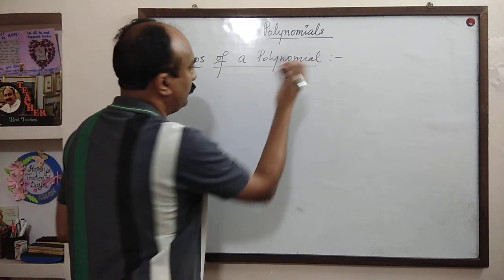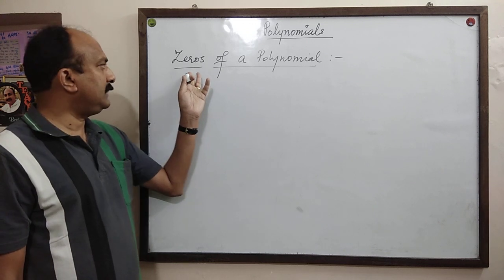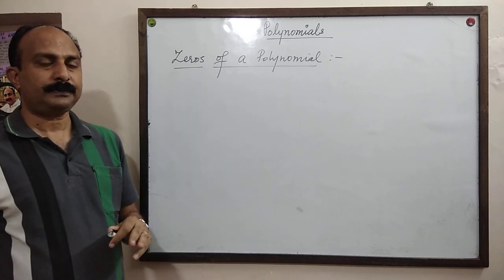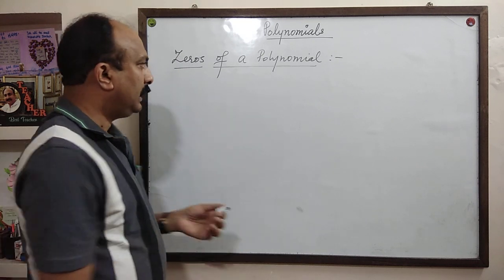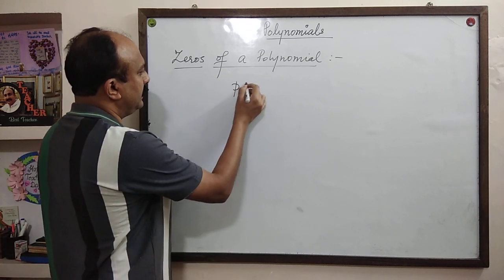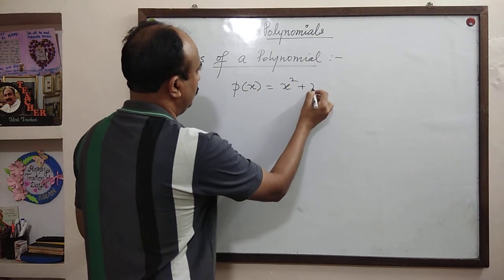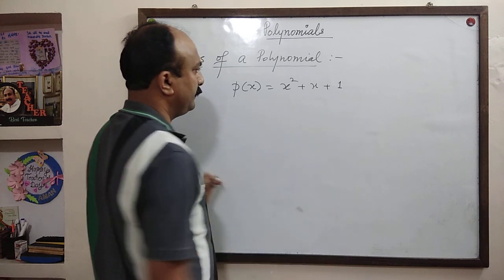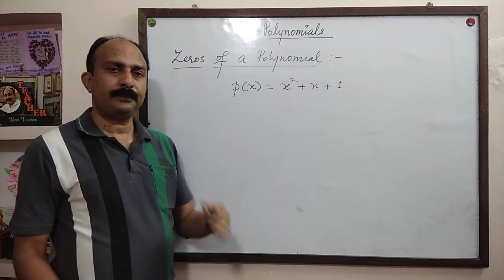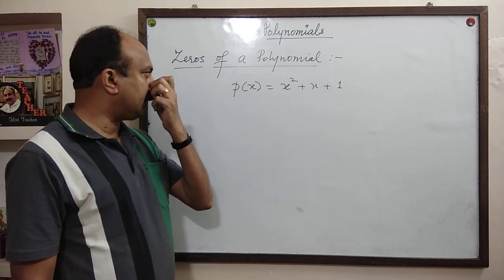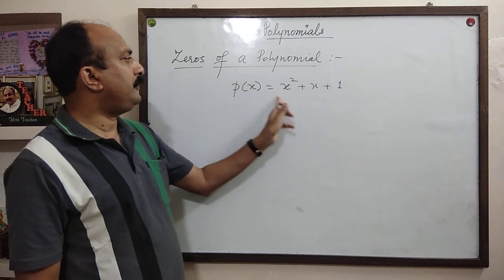Zeros of a polynomial. As the name suggests, there is something related to zero. What is a polynomial? We have seen in the previous class. An algebraic expression of the type, say, p(x) is equal to x square plus x plus 1. This is a polynomial of degree 2. Everything we have seen in the last class. Now, what do you mean by zeros of any polynomial?